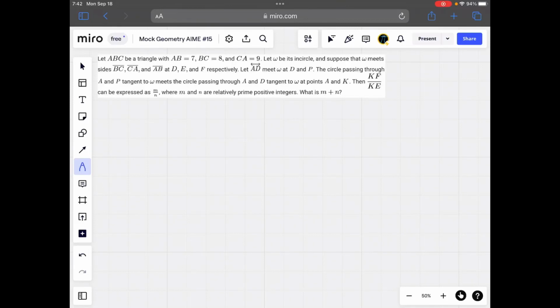Let ABC be a triangle with AB equals 7, BC equals 8, and CA equals 9. Let omega be its incircle, and suppose omega meets sides BC, CA, and AB at D, E, and F respectively.